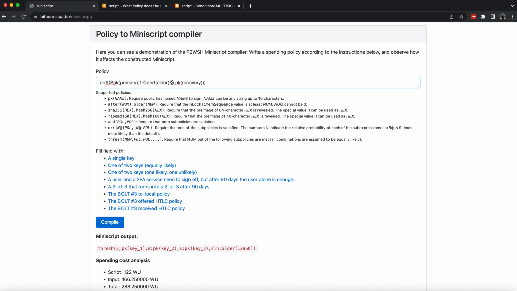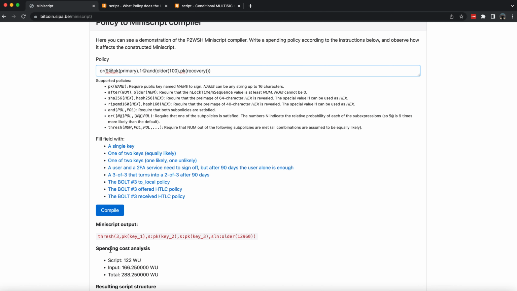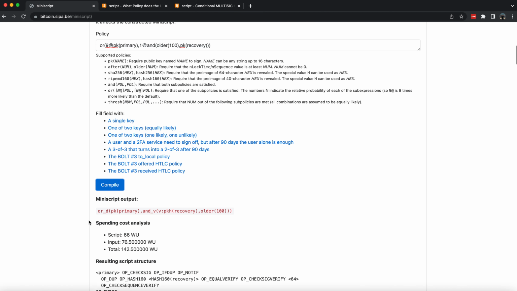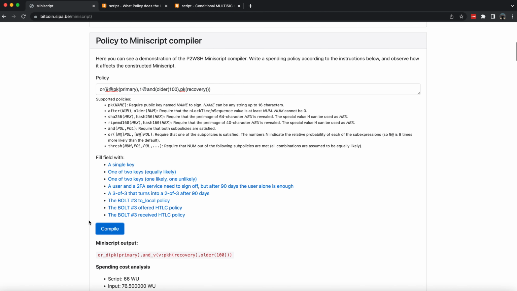So to get a Miniscript to compile, you will need to put a number in here. Let's just put 100, and then press compile, and there you get your Miniscript and you get your script, running it through the compiler that's used on this site.